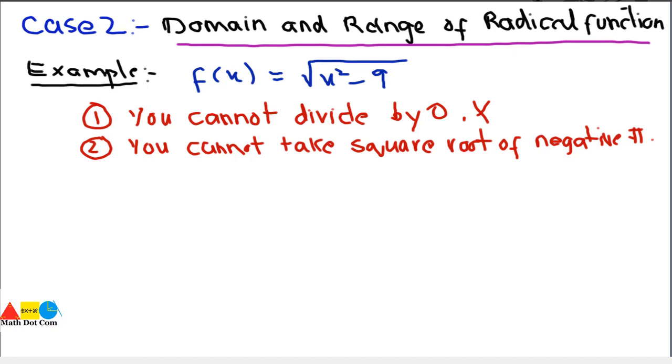So let's first find the domain. What will be the domain? For finding the domain, we have to check what values of x should be included here to get a real number, because we have a square root.